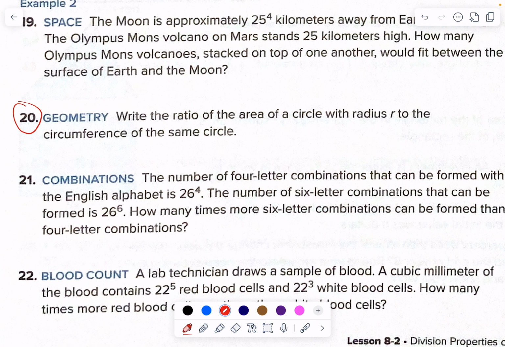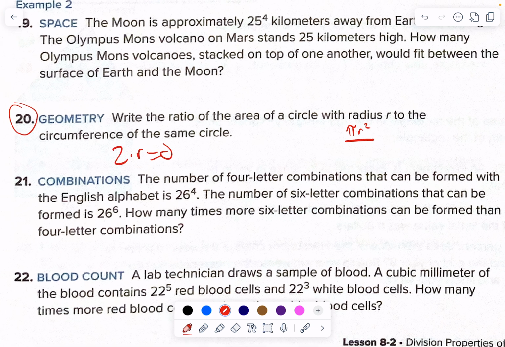So remember, area of a circle is pi times radius squared, and the circumference of a circle is pi times diameter, but we can write diameter in terms of radius. It's just 2 times the radius equals the diameter. So instead of pi times d, I'm going to do 2 times pi times r and put that 2 in front just to act as that coefficient. And then our pi's cancel out, and then r squared over r, we're going to subtract 2 minus 1, so we get r over 2 for our final fraction.